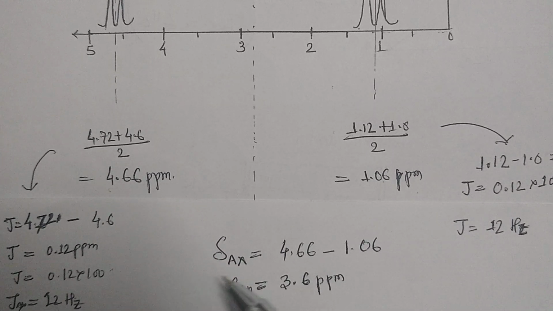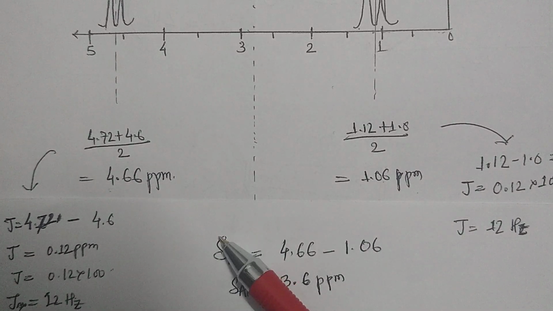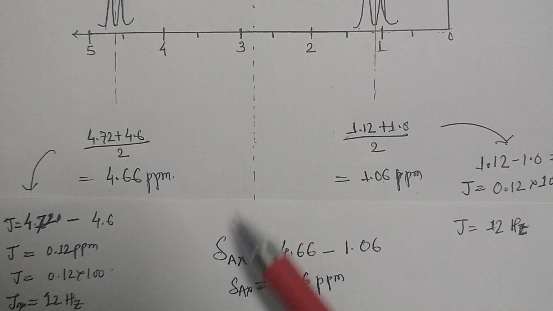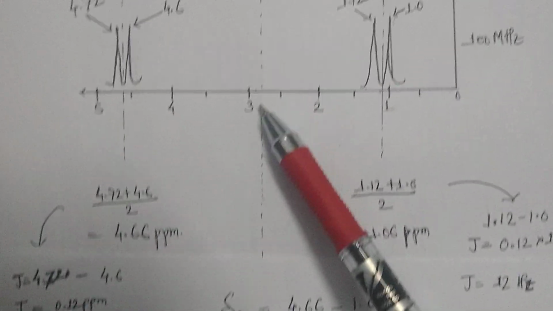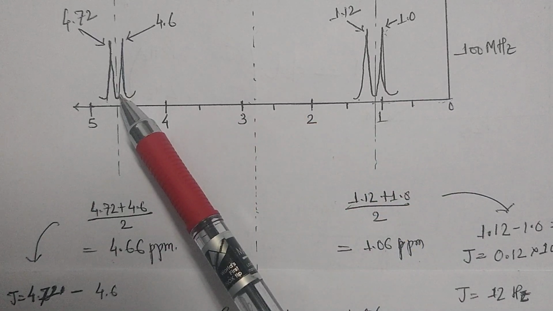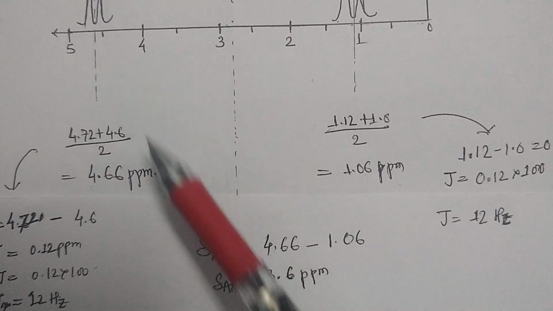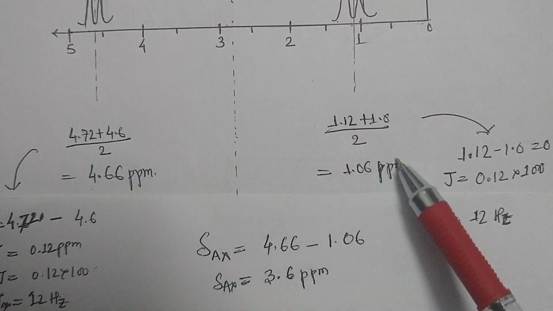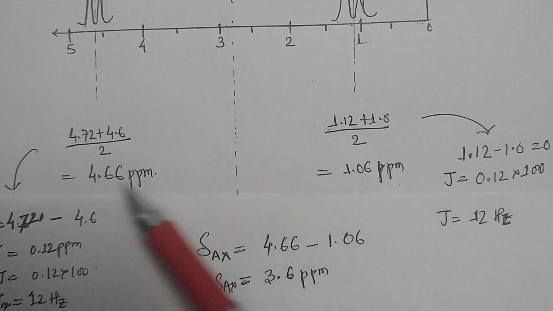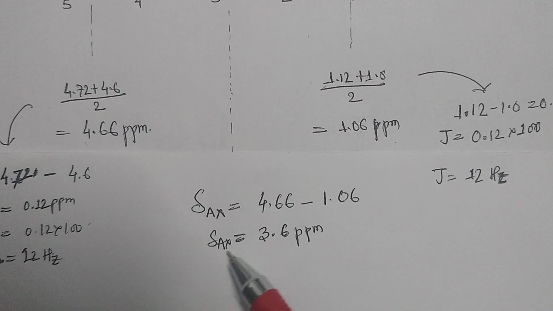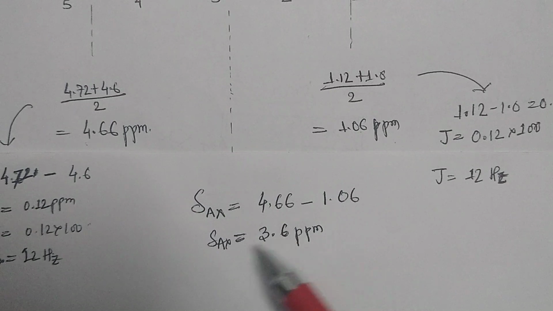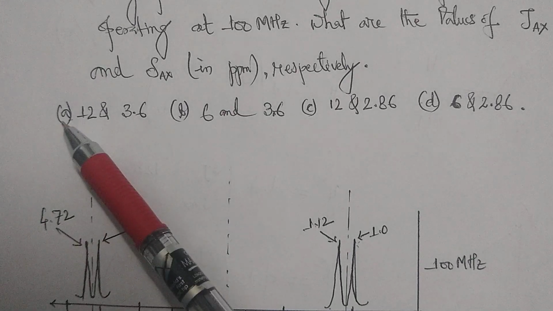Similarly, now moving towards the delta AX value, that is the difference in the chemical shift value measured from the center of these two doublets. Here in this case this doublet chemical shift is 4.66 ppm, and for this doublet it is 1.06 ppm. Now the difference will result as the value of delta X, that is 3.6 ppm. So with 3.6 ppm as the value of delta X and J equal to 12 hertz, we have option A as the correct answer.